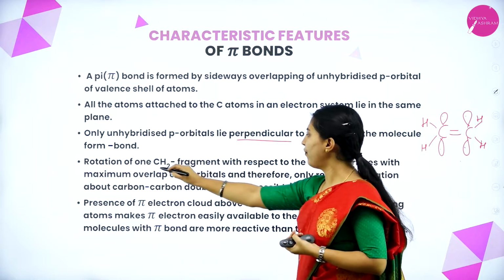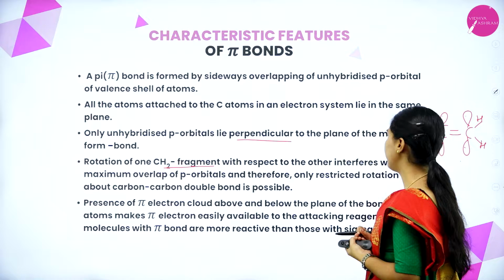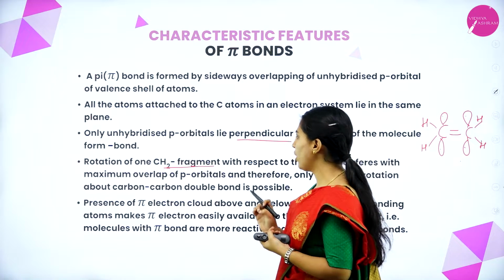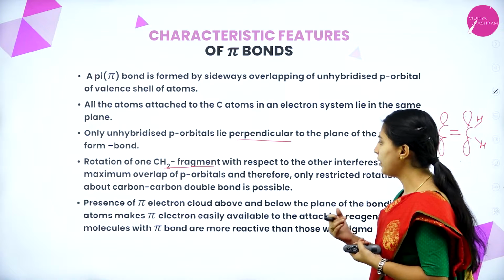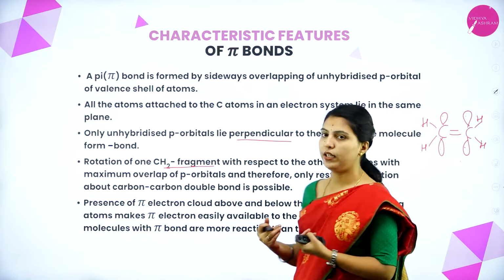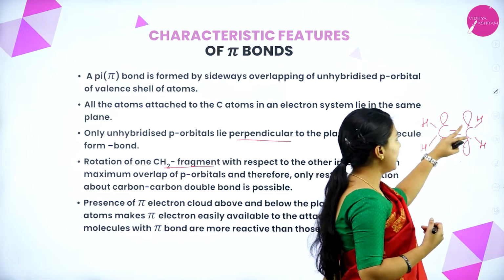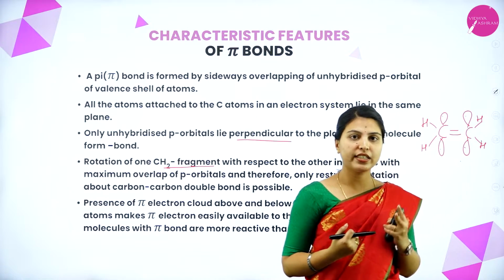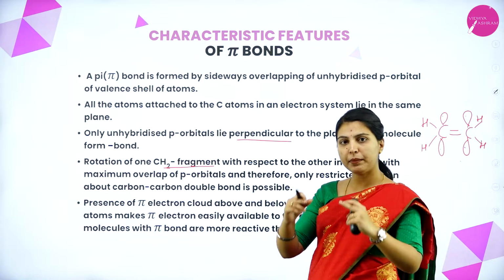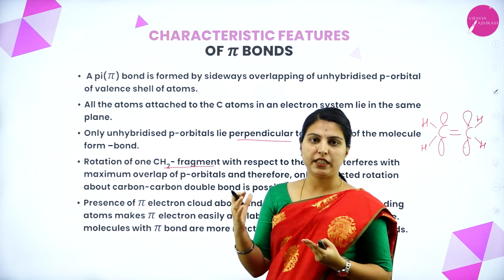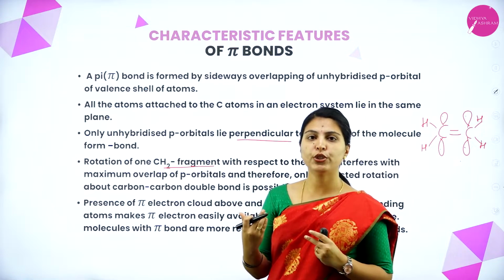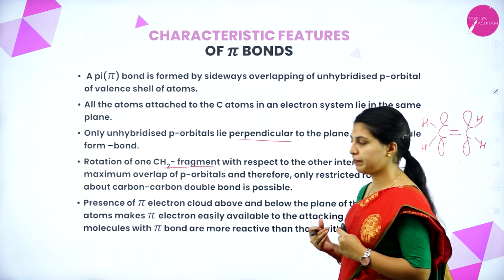Rotation of a CH2 fragment with respect to the other interferes with maximum overlap of p orbitals, and therefore only restricted rotation about the carbon-carbon double bond is possible. What will happen? This CH2 rotation is restricted; it cannot move due to the interference of overlapping.